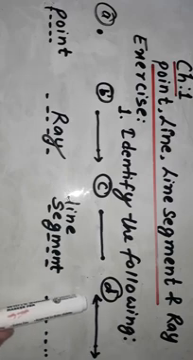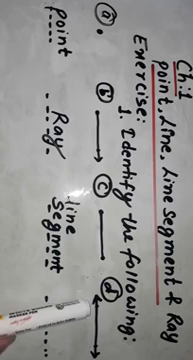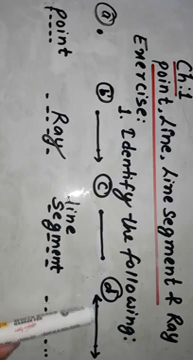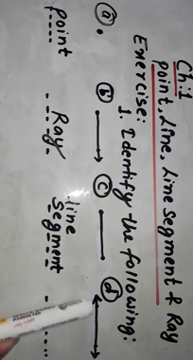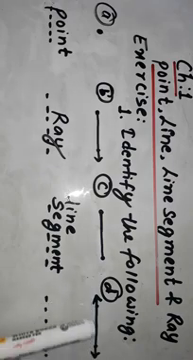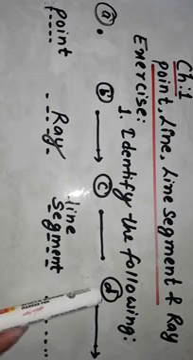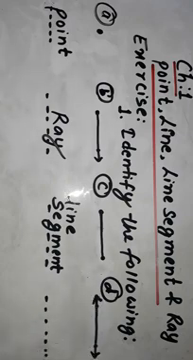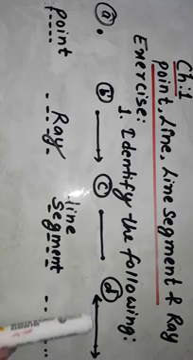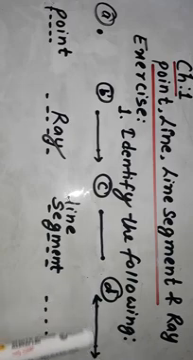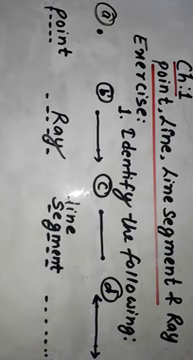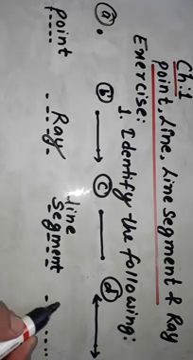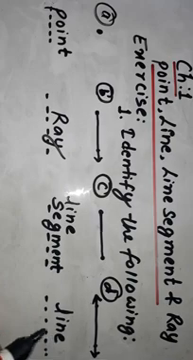Question number D. You can see there are two arrowheads, 1, 2. Two arrowheads are there. It means this is your line, which can be extended further on either side. Having two arrowheads simply represents a line. So this is your line.